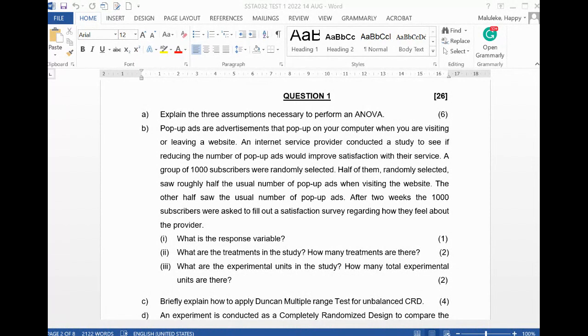Where we're talking about normality, independence of errors, and constant variance. Those are the three assumptions that you need to know. Normality, independence of errors, and to check if the variance is constant. So what happened with this question?